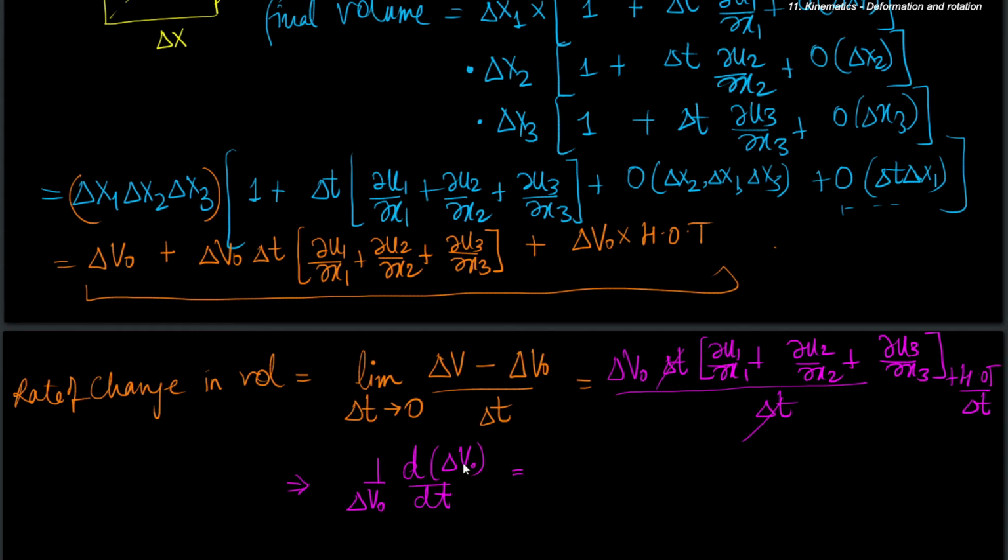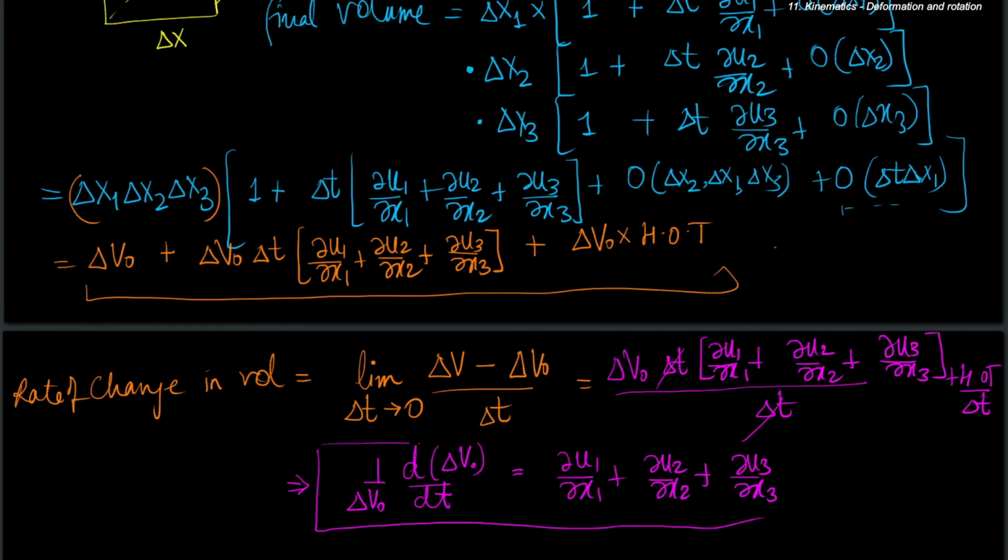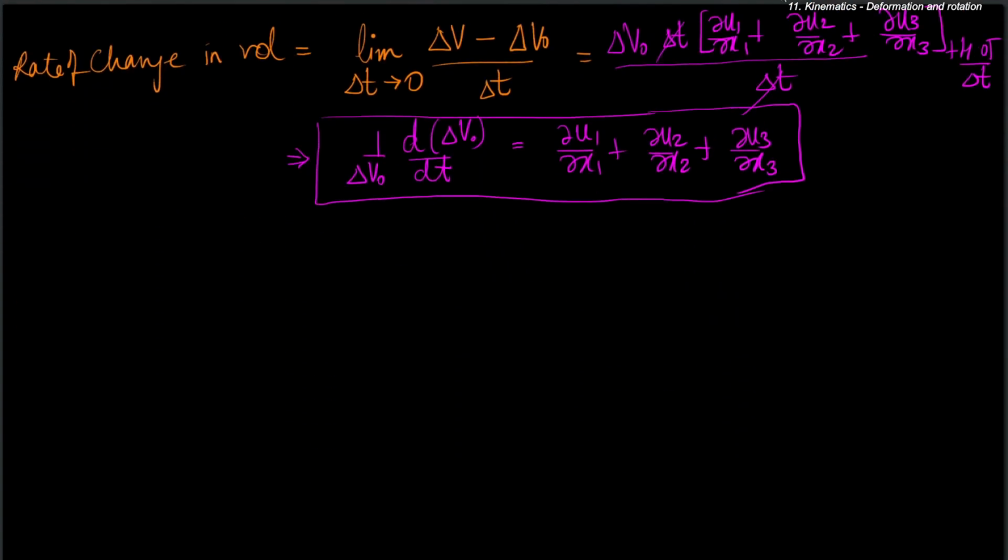And so essentially it is the relative rate of change of volume, and it is equal to del u1 del x1 plus del u2 del x2 plus del u3 del x3, and all the higher order terms will also vanish because we are taking an infinitesimally small element. So essentially we obtain the rate of change of volume is equal to this. The physical meaning is clear.